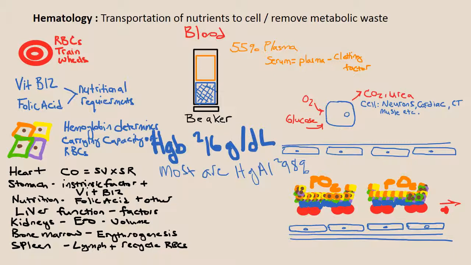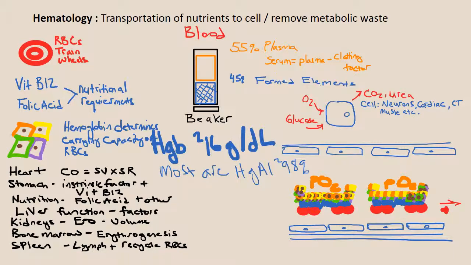Vitamin B12 and folic acid are their nutritional requirements to form the structure for a red blood cell to have the correct function and carrying capacity. The hemoglobin structure is very important in determining the carrying capacity of those red blood cells. The heart, stomach, liver, and kidneys all play a role in either providing nutrients, disposing of waste, or producing new red blood cells.